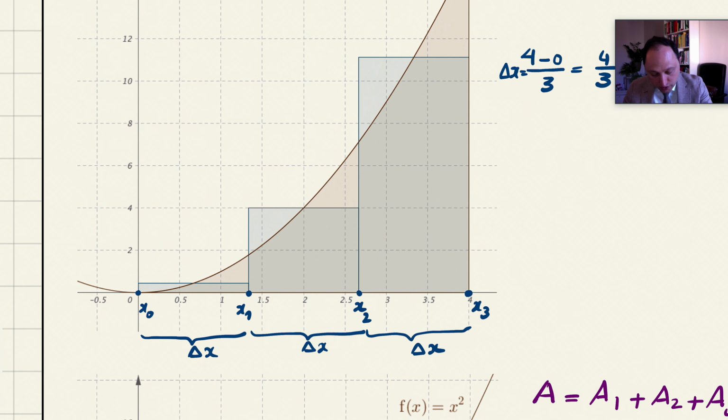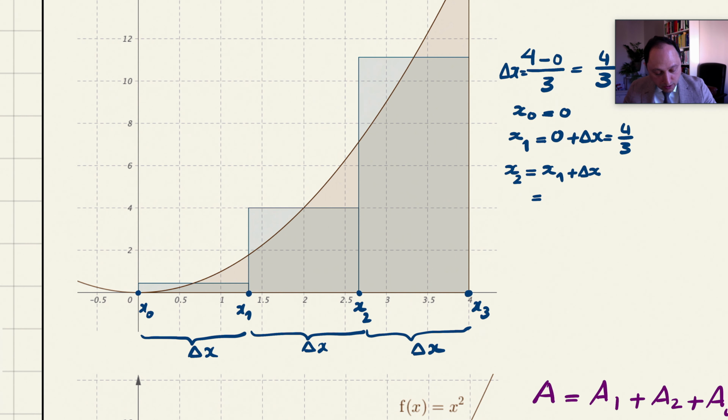Okay, let me ask you one question. x node, what is x node? x node is 0. Can you tell me what is x1? 4 over 3, exactly. You have 0 plus delta x. Yes? Which is 4 over 3. If I ask you what is x2, you say x2 is what? Is x1 plus delta x. Yes? So it becomes 4 over 3 plus 4 over 3.